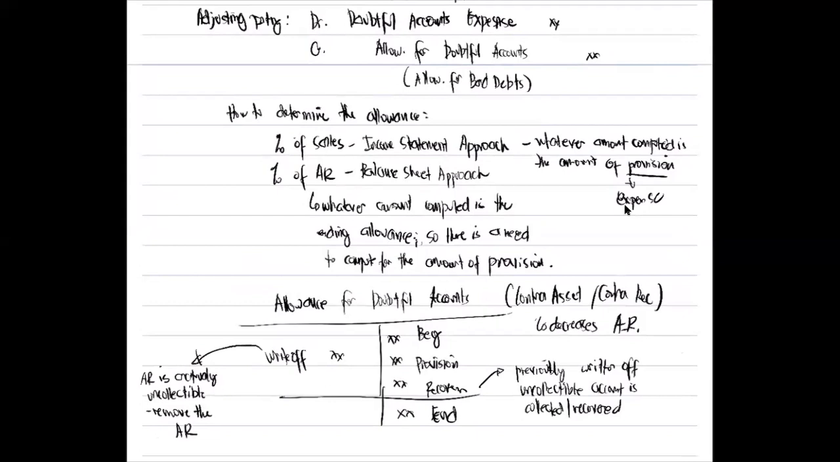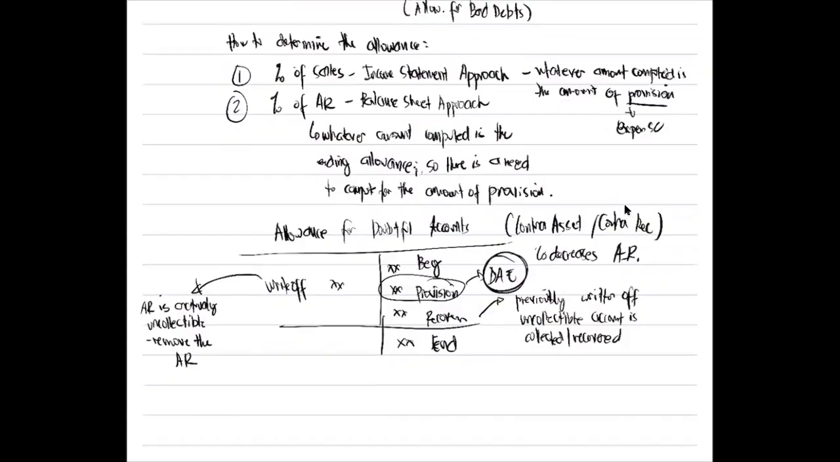Percentage of AR, balance sheet approach, whatever amount computed is the ending allowance. So there is a need to compute for the amount of provision, because ito yung problema natin, di ba? This is the doubtful accounts expense. Yan yung kailangan natin computein. So pag na-compute na natin using percentage of sales, walang problema. Paano kung percentage of AR yung binigay, edi kailangan mong computein yung doubtful accounts expense. Take note guys ha, these are methods. Therefore, pwedeng percentage of sales yung ibigay ng problem or percentage of AR.